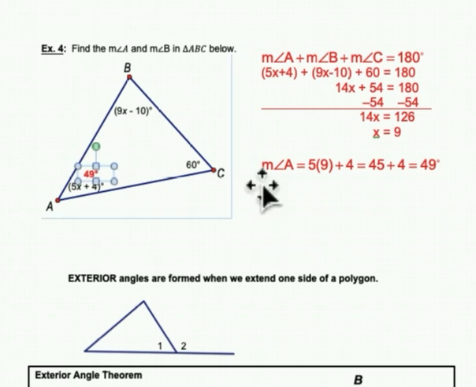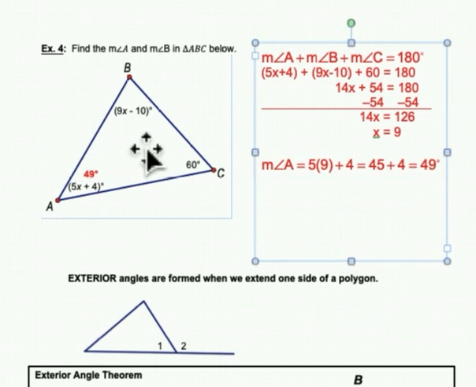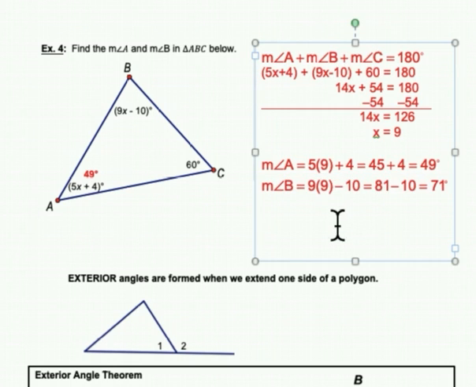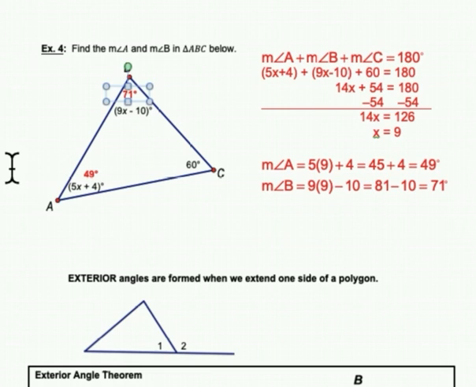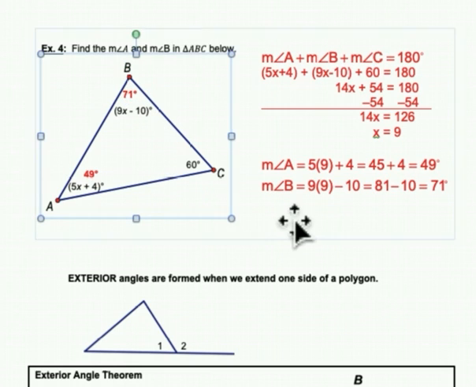So now let's take a look at finding the measure of angle B. The measure of angle B is 9x minus 10 degrees. Substituting 9 in for x, we get the measure of angle B is 9 times 9 minus 10, which is 81 minus 10, which is 71 degrees. So the measure of angle B is 71 degrees.